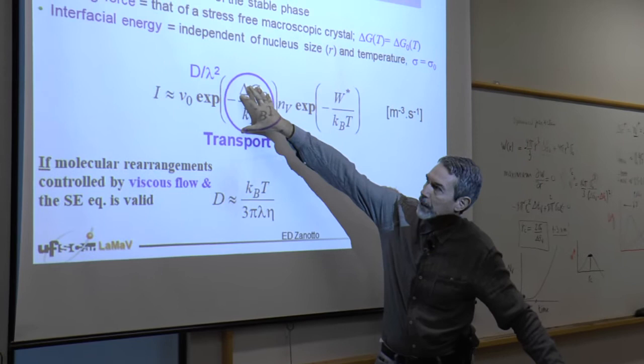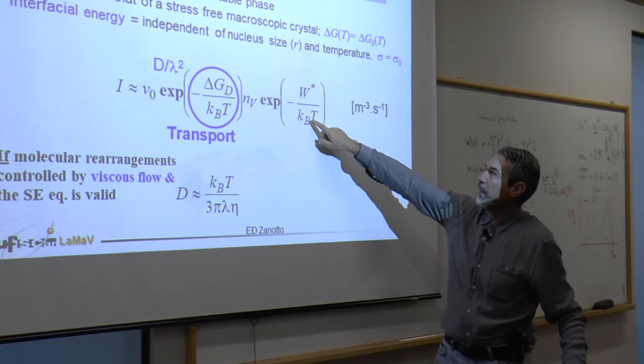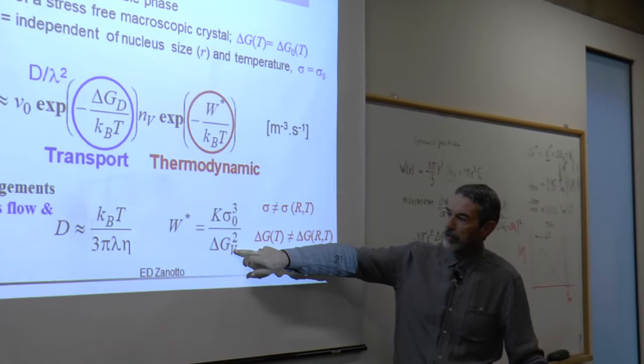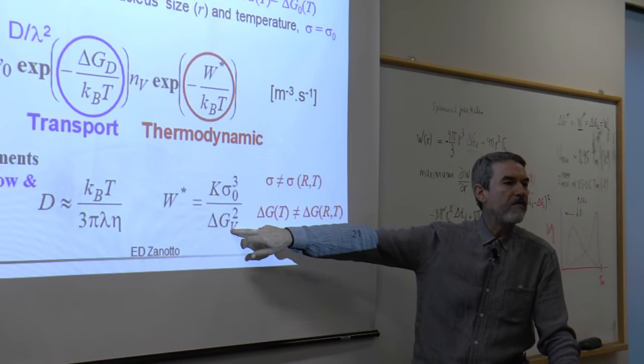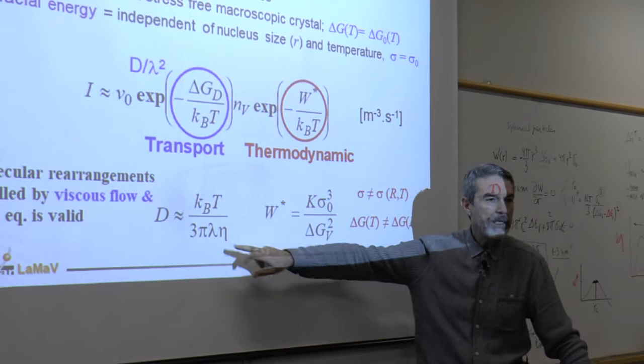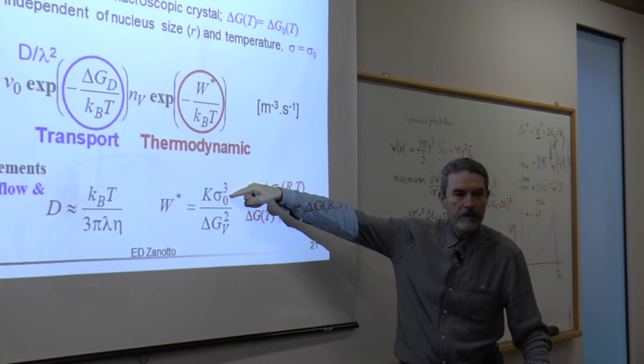And then for W star, you already know that it depends on sigma zero and delta G V. Delta G V, you can calculate because you have delta C P already. You have the C P data, so it's easy to calculate delta G V. You have the viscosity. The only unknown parameter is sigma zero. But then it's easy to fit.